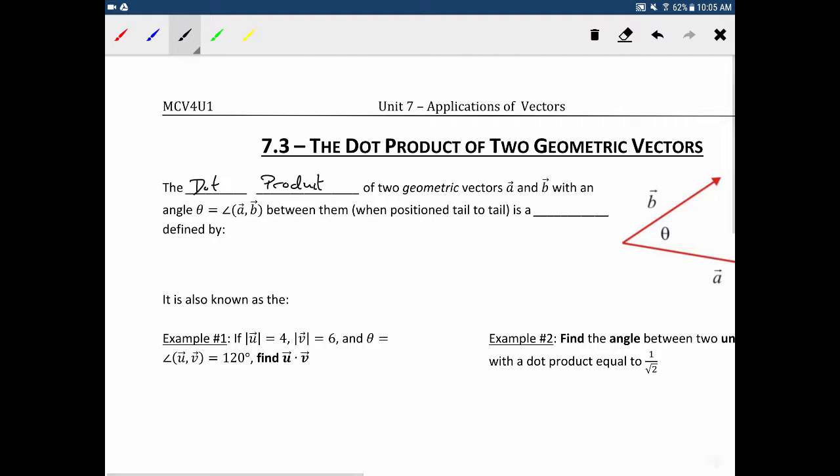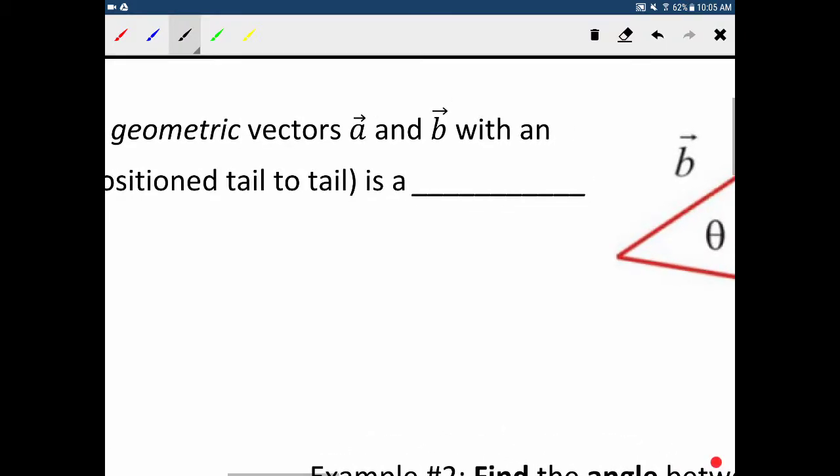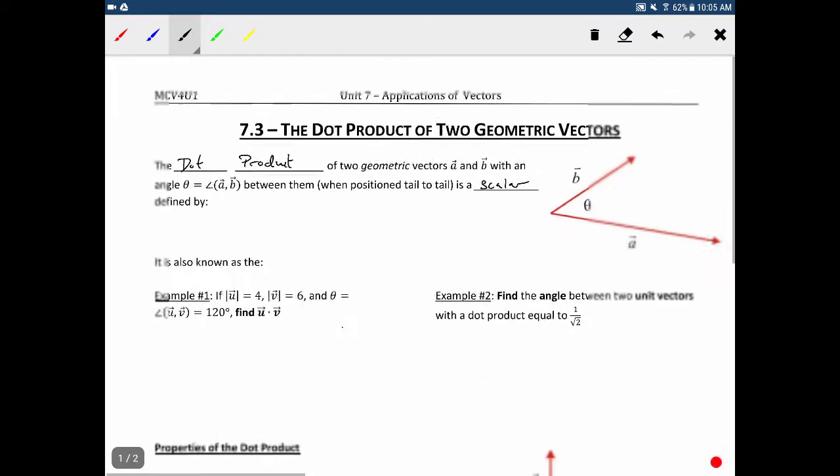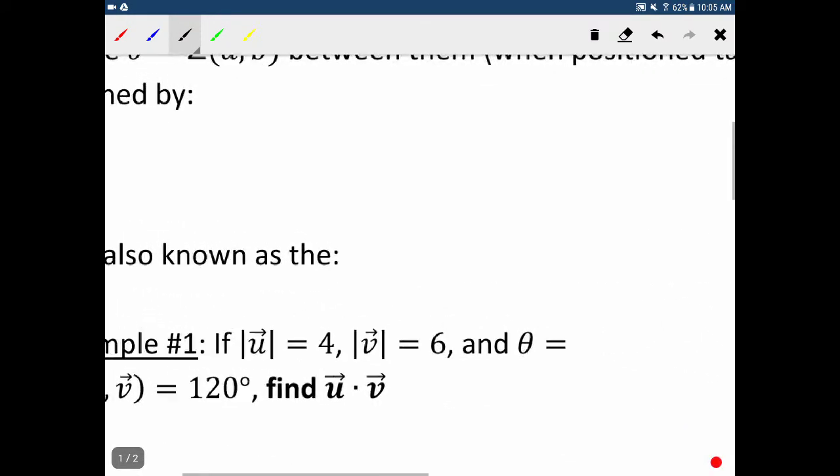The dot product of two geometric vectors A and B with an angle of theta between them, and that's when they're positioned tail to tail. You have to put them tail to tail to find the angle between them, is a scalar defined by. So this is the important part.